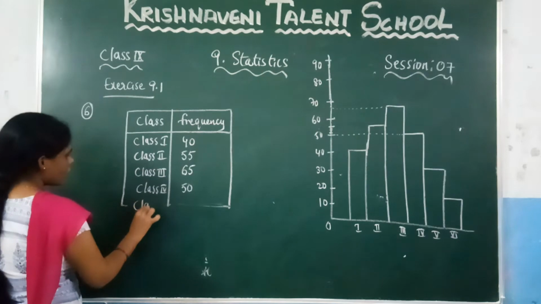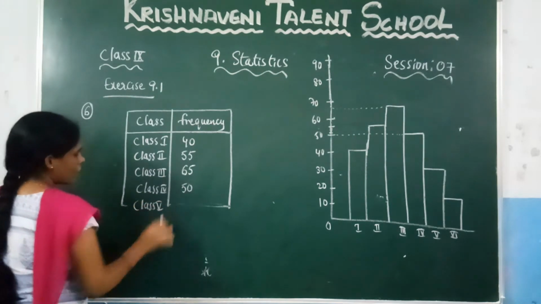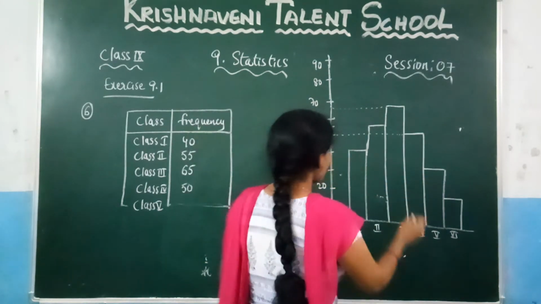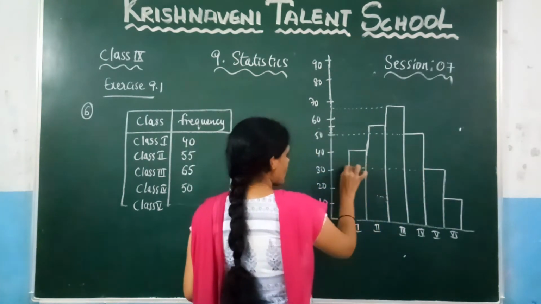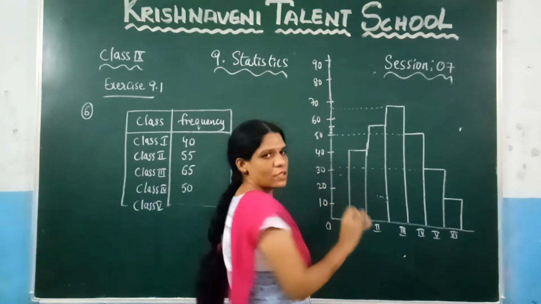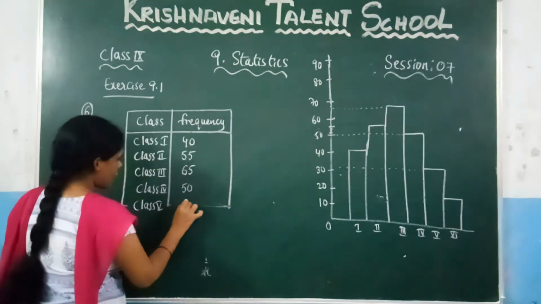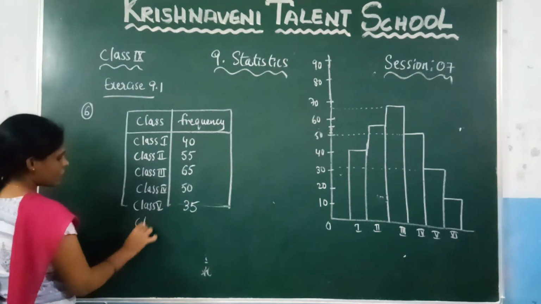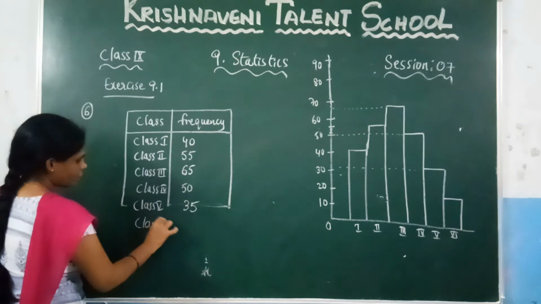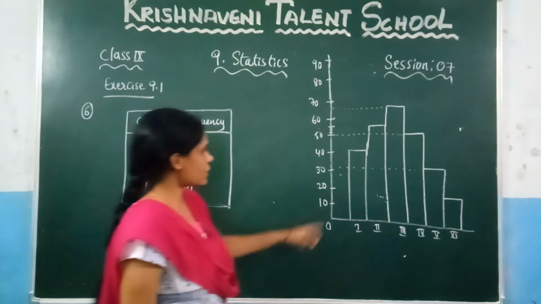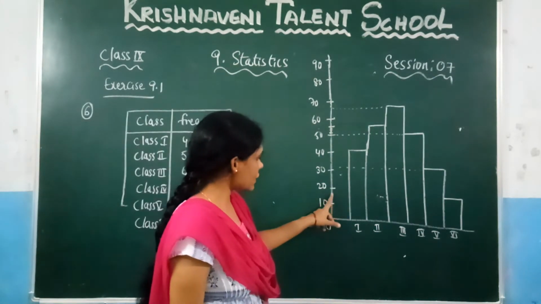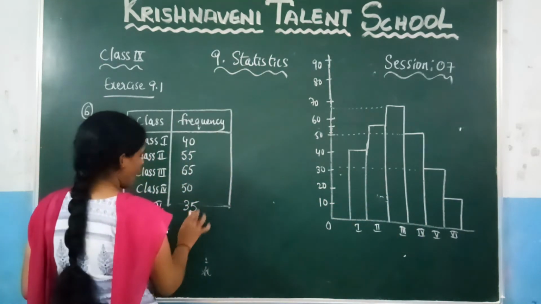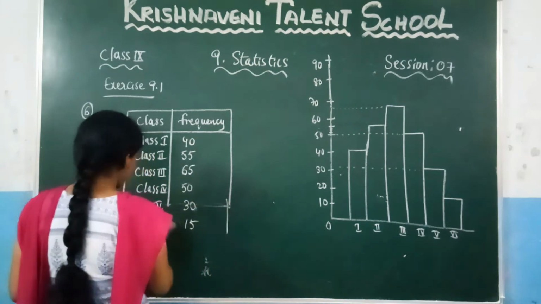After that, in class 5, let us see how many students are there. If you check here, you can observe that 35 is there. So you can write it here, in class 5, 35 students. Now see class 6. In class 6, 15 students are there. So write it here, 15. It is 30, not 35.